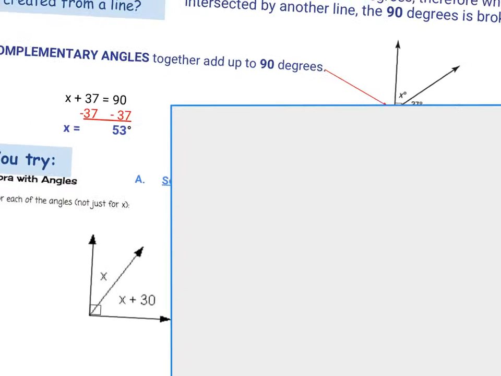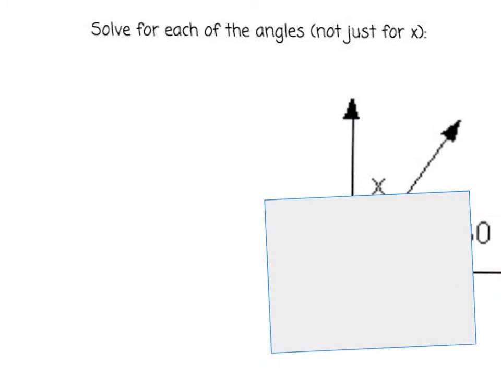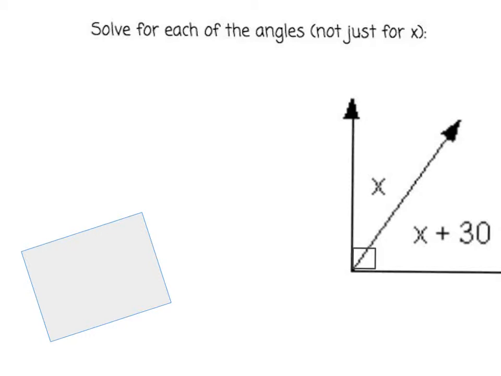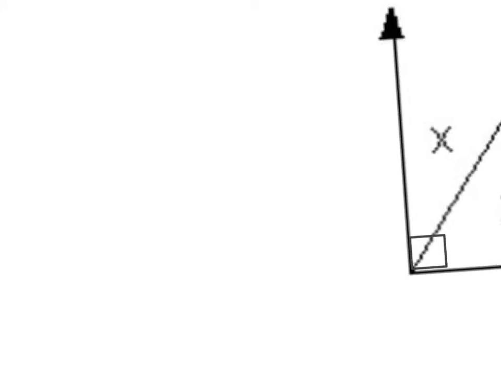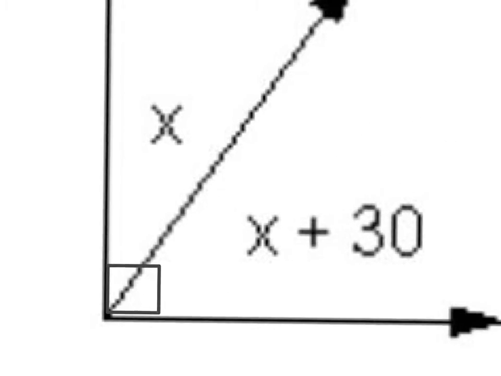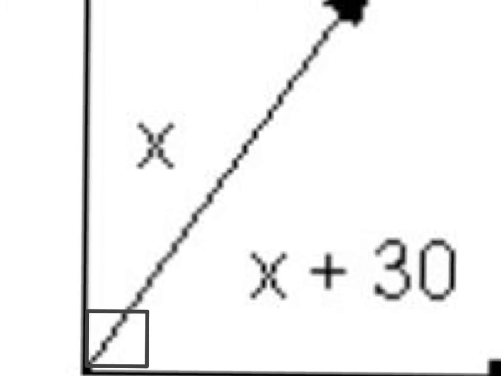Okay, now let's do a little bit of algebraic solving. If I asked you to solve for each of these angles, not just for what x was equal to, you would have to look at this and understand that the two parts, and this is the algebraic part that you need to make sure you're paying attention to, the two parts are x, that's this part right here, and x plus 30, which is this part right here.